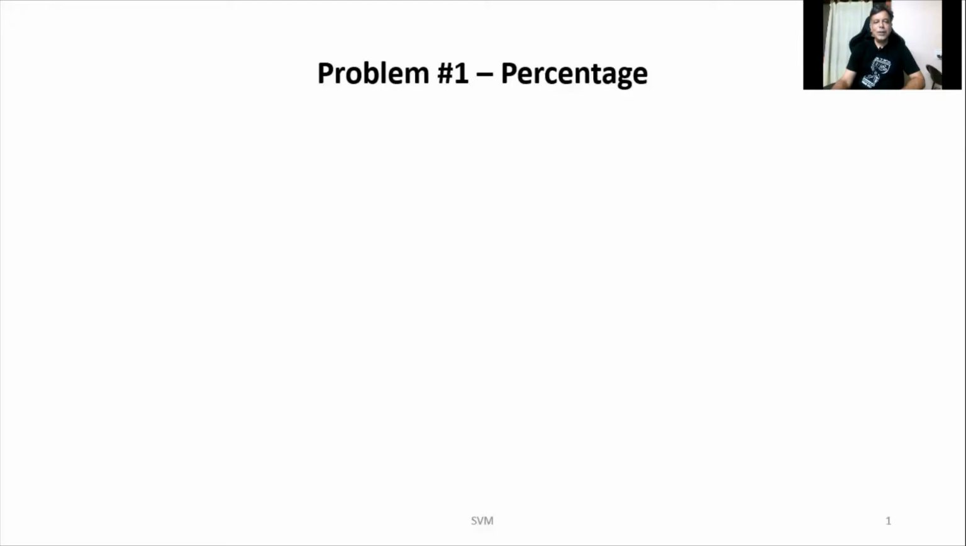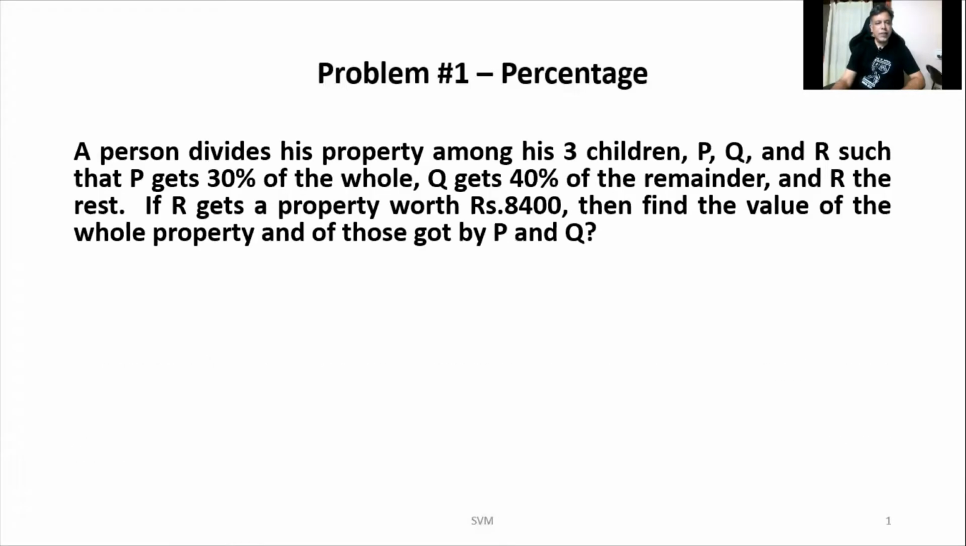In this video, we will understand some of the problems related to percentages. First problem: a person divides his property among his three children, P, Q, and R, such that P gets 30% of the whole, Q gets 40% of the remainder, and R the rest. If R gets a property worth rupees 8,400, then find the value of the whole property and of those got by P and Q.